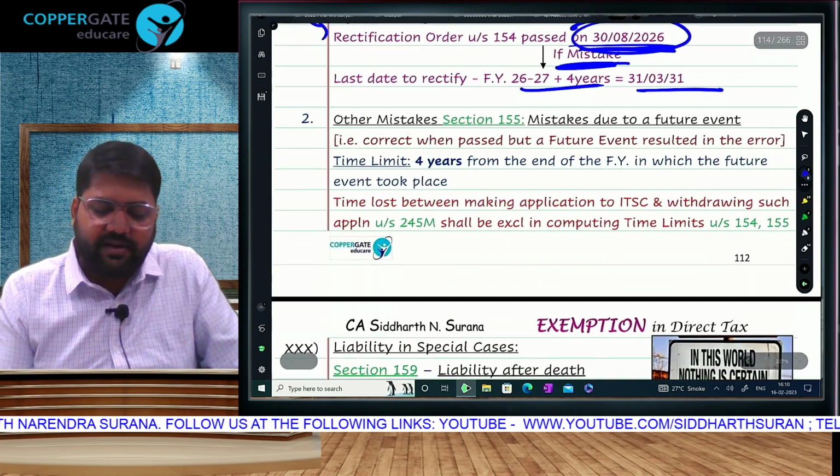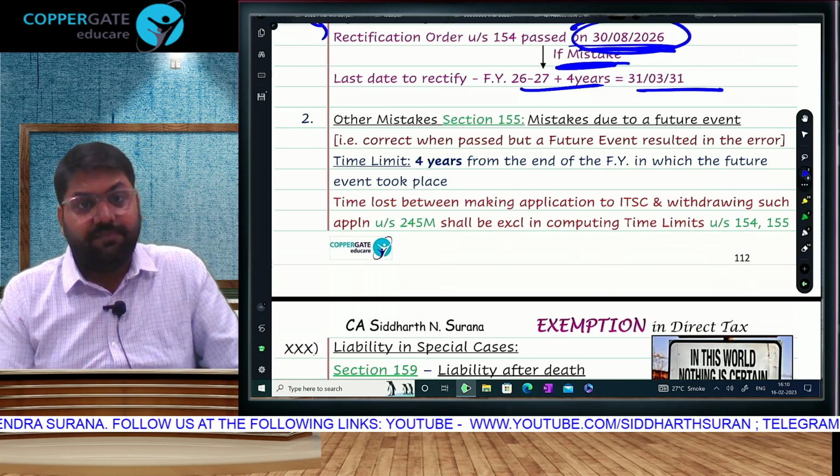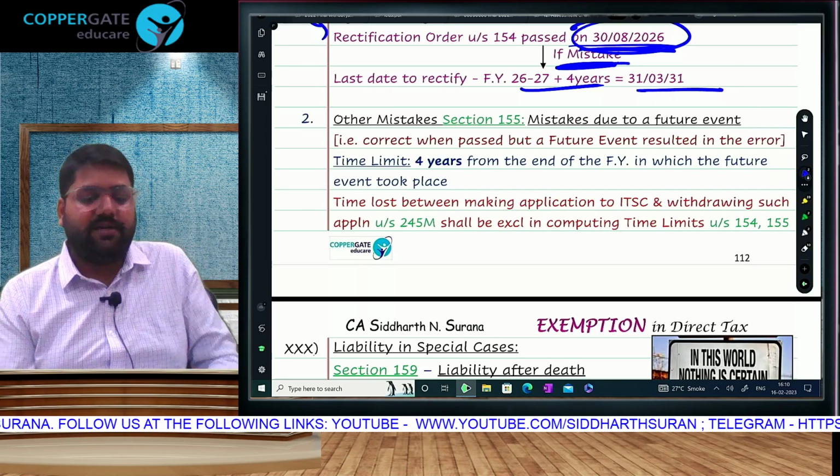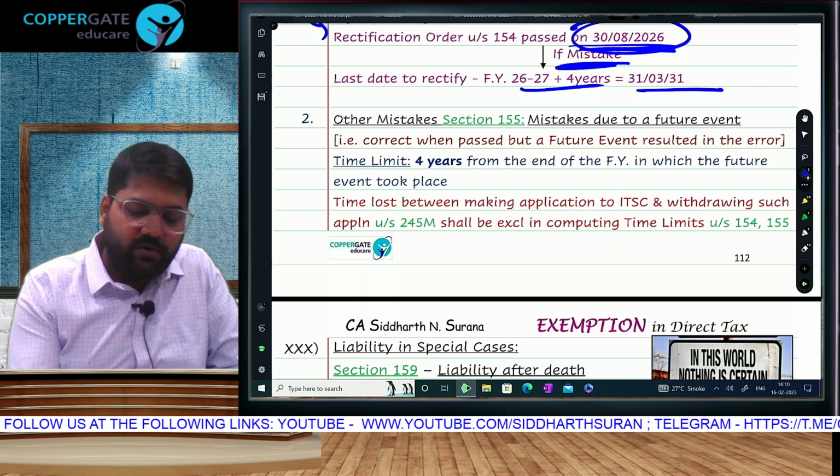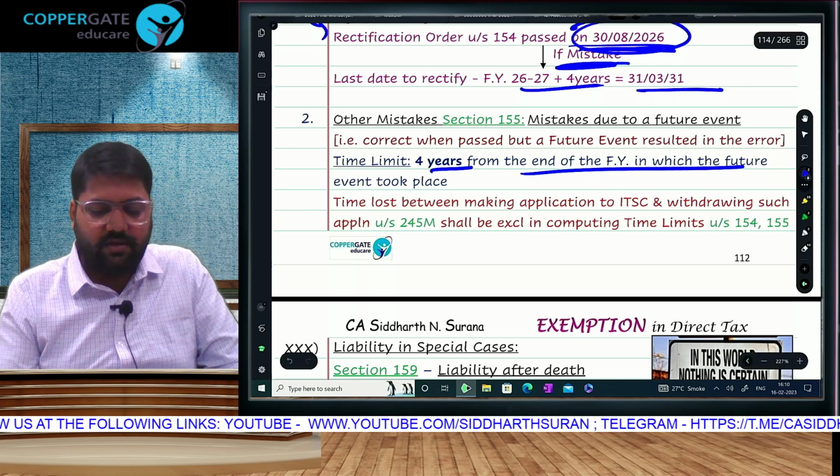And what about a mistake due to a future event? If there is something which was correct when it was passed, but later it became wrong, then 4 years from the end of the year in which the future event took place.